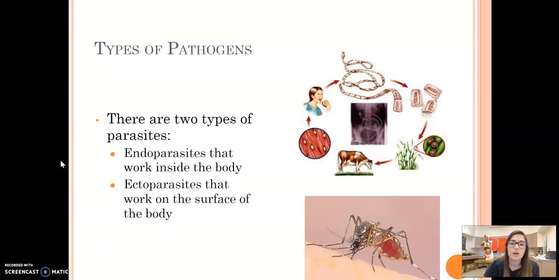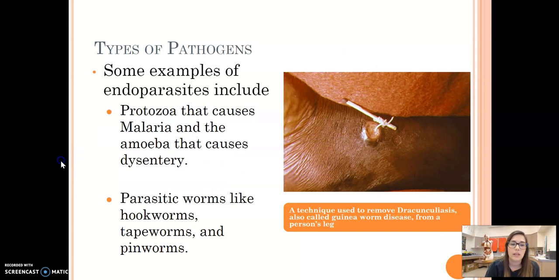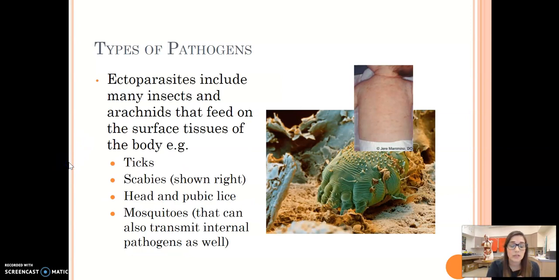Parasites, so they're either endo or ecto. Endo meaning they live inside of the host, ecto on the surface. Some examples, the protozoa that cause malaria lives inside of a mosquito. Parasitic worms, hookworms, tapeworms, pinworms, heartworms, those are all endoparasites. Ectoparasites could include ticks, scabies, head and pubic lice, and mosquitoes.